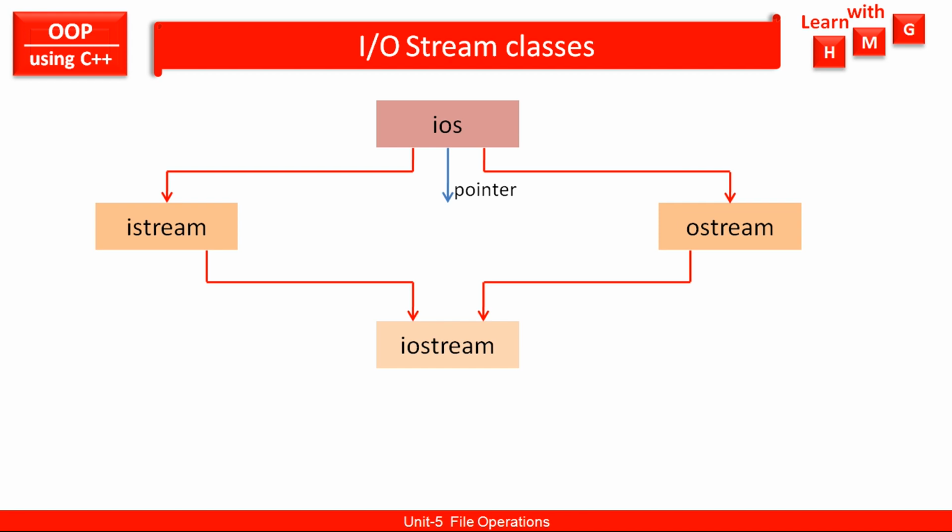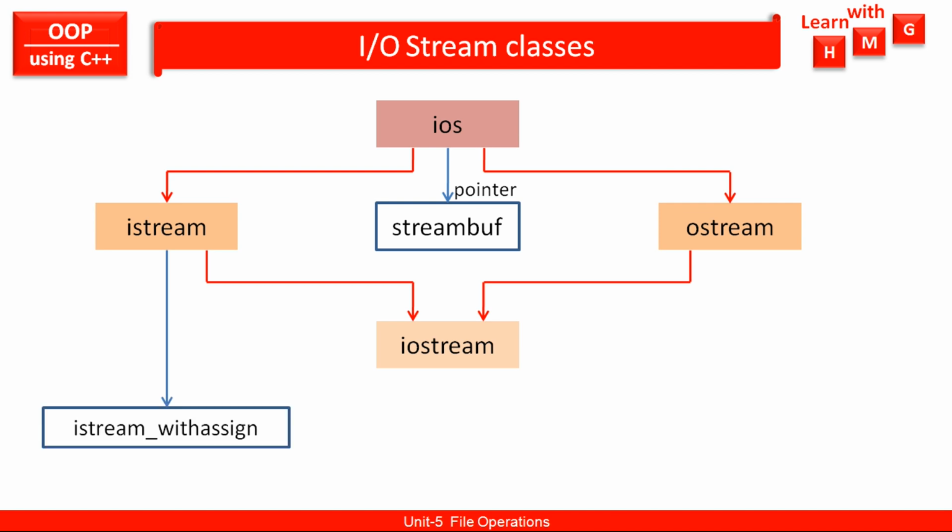From the ios class, the streambuf, that is a pointer object, is created or defined. Then from the istream class, one class is derived, that is named istream_withassign.